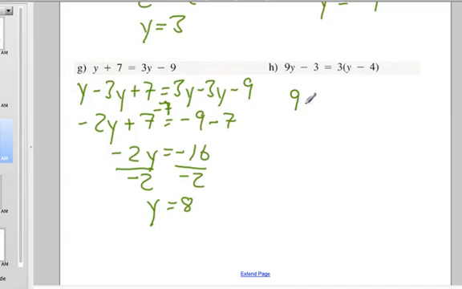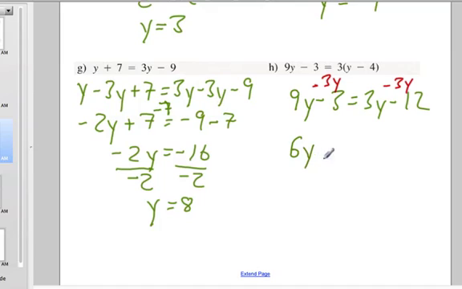So here, 9y subtract 3 is equal to 3 times y minus 4 is 3y subtract 12. I'm going to subtract 3y from both sides. And we end up with 6y subtract 3 is equal to 3y minus 3y is 0, minus 12 is negative 12.